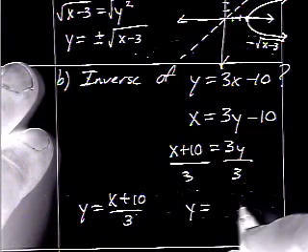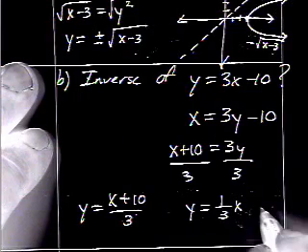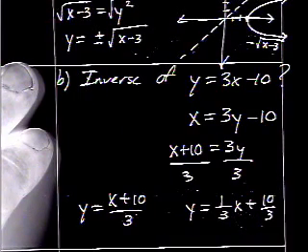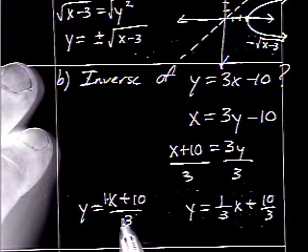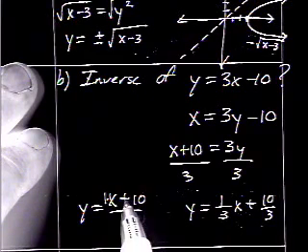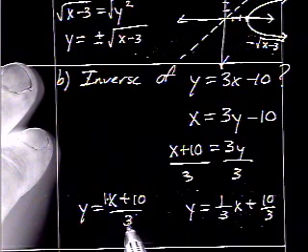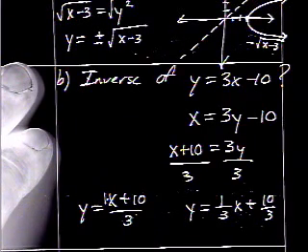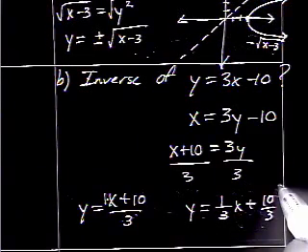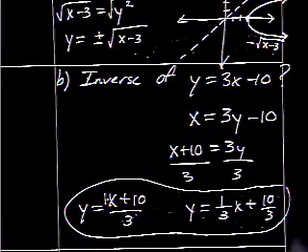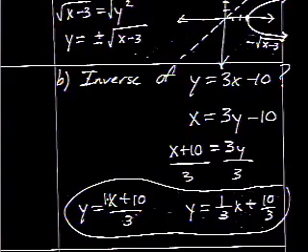You might also see, and you better be prepared to understand, that this is the same answer, right? 1 over 3 times x plus 10 over 3. That's what that says. x plus 10 all over 3 is the same as 1/3 x plus 10/3. You got to be prepared and understand that that means the same thing. Okay, so either one of these would be considered okay for the inverse.